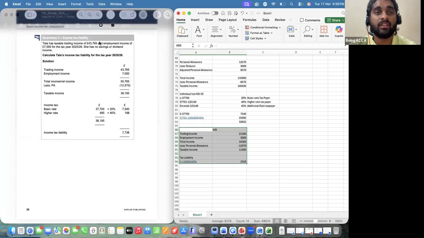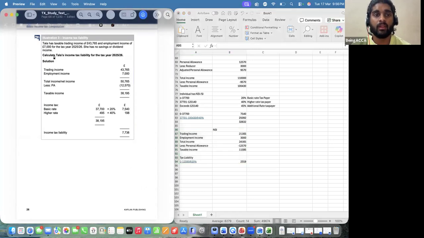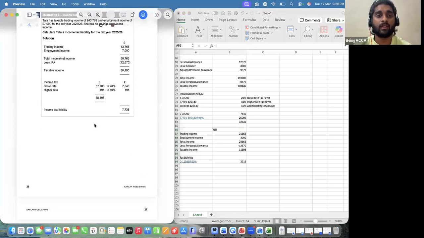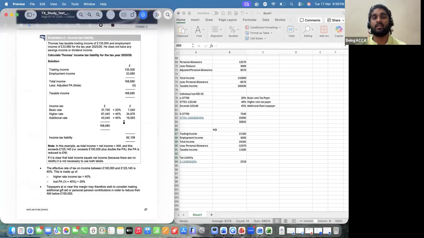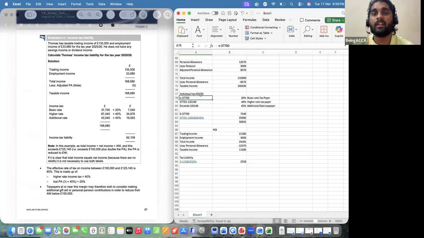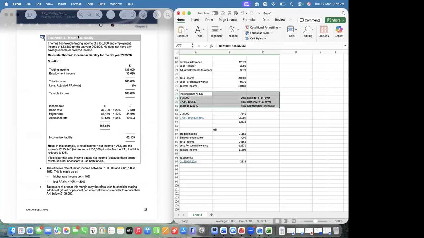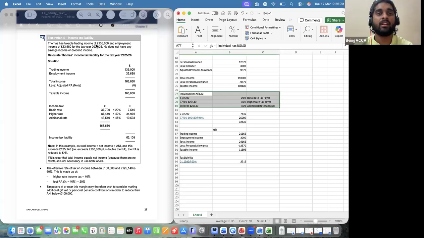Can you solve this question now, or do you want me to solve this question? Let's solve this question because it has higher. Okay, let's see some question which has additional rate as well. Yes, we have solved one question for higher rate, right? We'll solve a question which has additional rate as well. Okay. Okay, sir. It says Thomas has taxable trading income of 135,000 and employment income of 33,680.